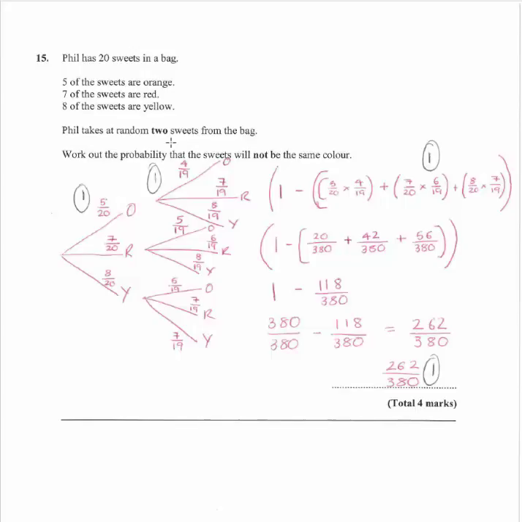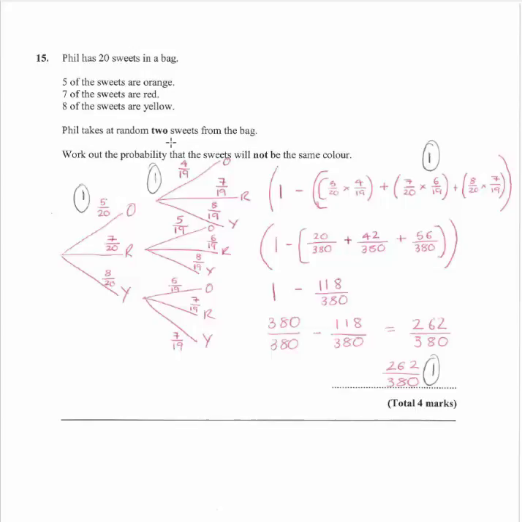So here are your probabilities of getting an orange, red or yellow on the first draw. Now, he is going to take a second sweet. So if the first sweet is orange, the second sweet has got a less chance of being orange now because there's only 4 remaining in the bag. In the same way, you've got a 7 out of 20 chance of getting a red sweet on the first go. But if it's red, you've only got a 6 out of 19 chance of it being red in the second go.